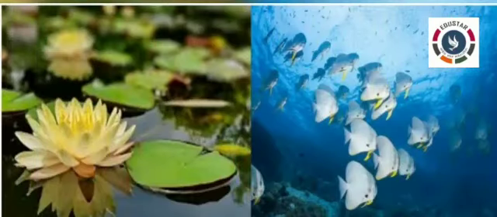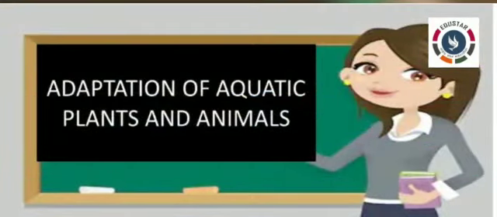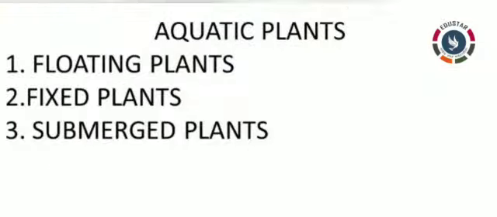So these plants and animals have some special features which help them to live in water. We are going to learn about their adaptation. First, I am going to explain about adaptation of aquatic plants. Aquatic plants are divided into three types: floating plants, fixed plants, and submerged plants.